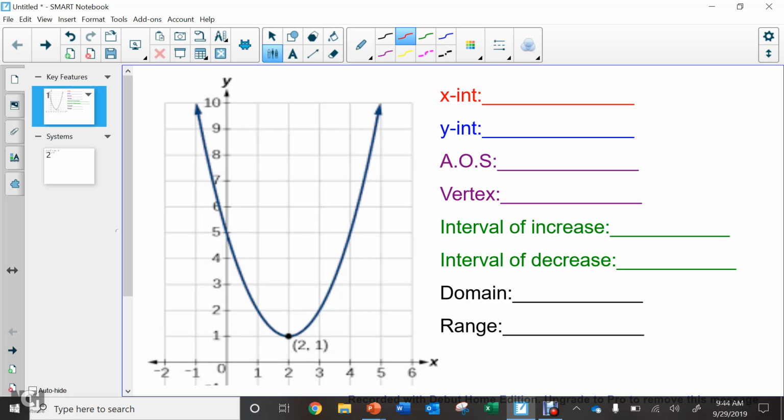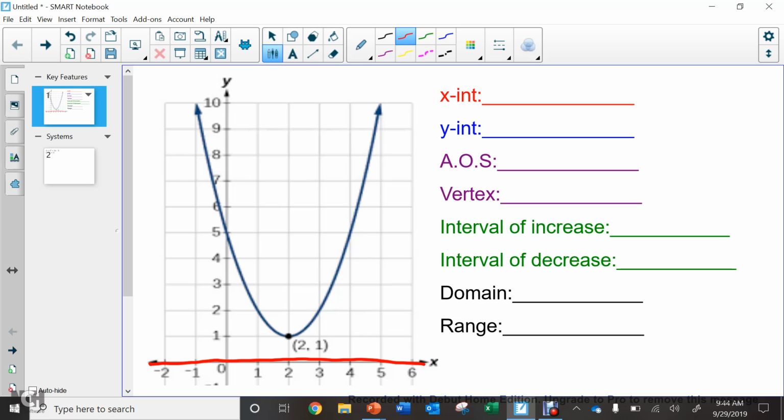So we're just looking at our graph here, and then we're going to look for all of our key features, such as the x-intercept, y-intercept, the axis of symmetry (AOS), vertex, the interval of increase, the interval of decrease, the domain, and the range. So starting with x-intercepts, I'm looking for where the graph is crossing my x-axis.